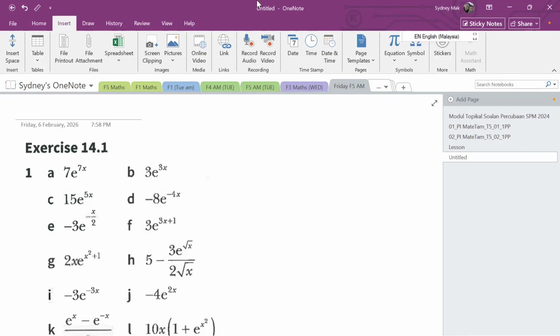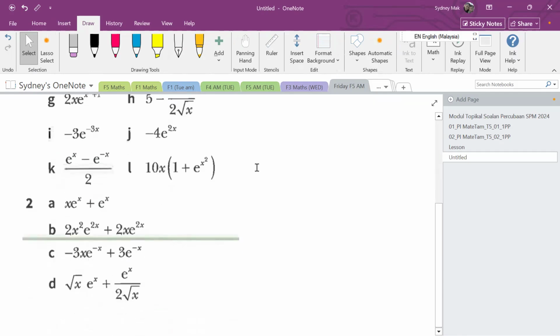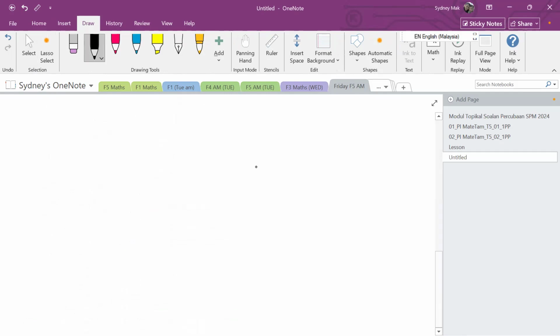Okay, a quick one only. This is the IG question. So 1K, right? e to the power x minus e to the power negative x, divided by 2. We have to differentiate this one. You can take out the 2, or you separate it. Yeah, we separate it.